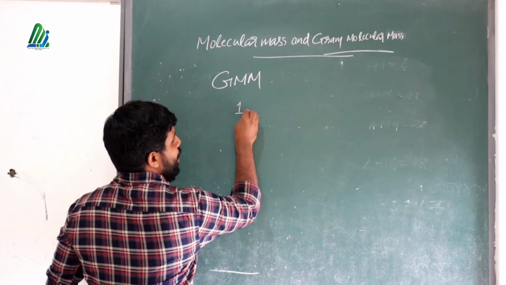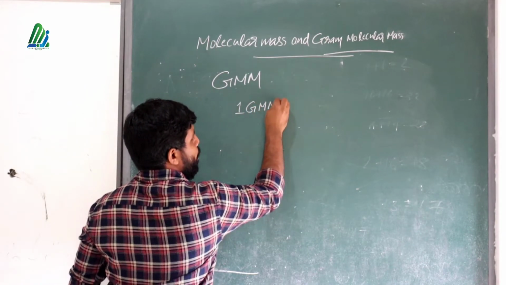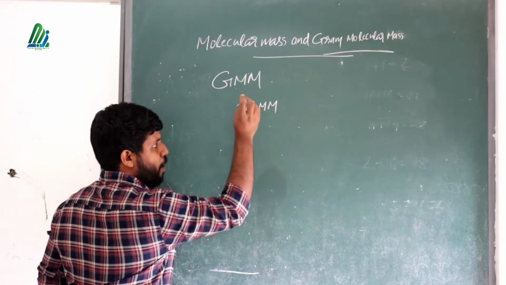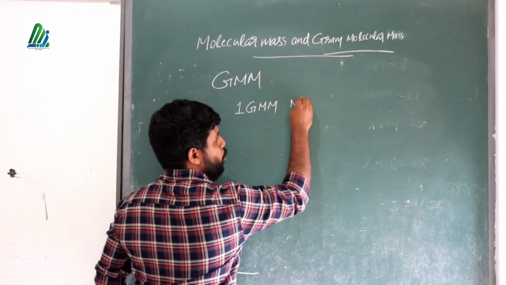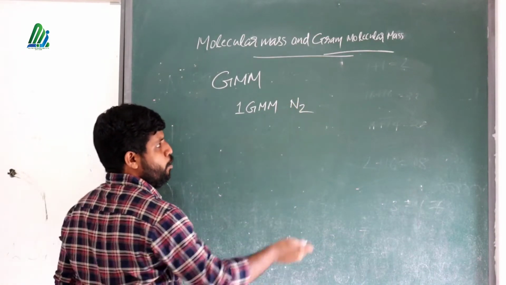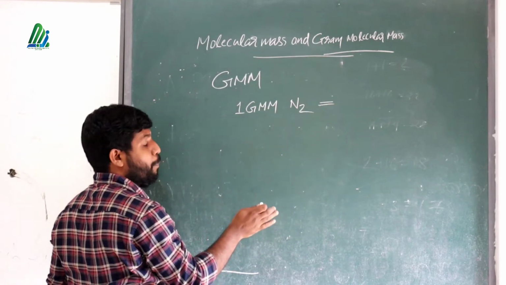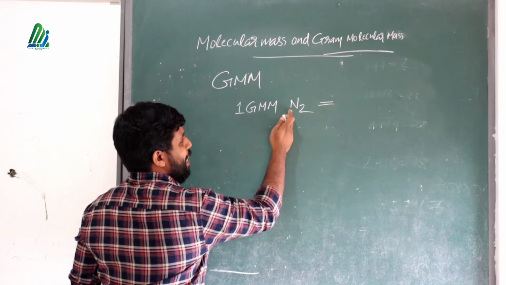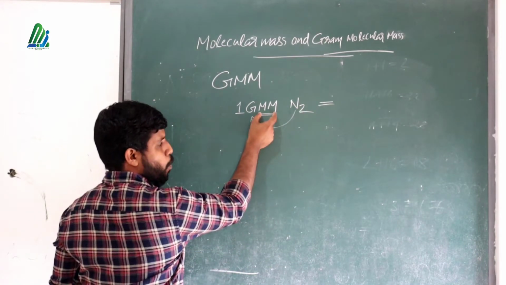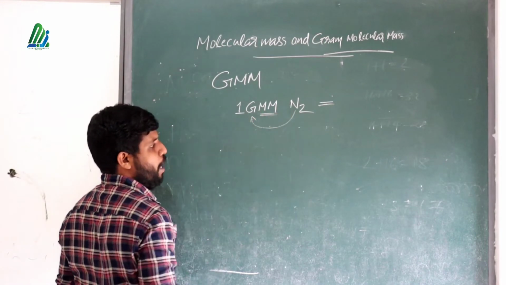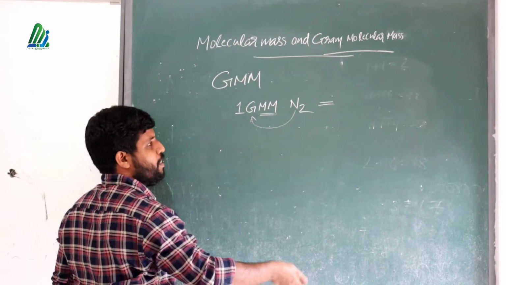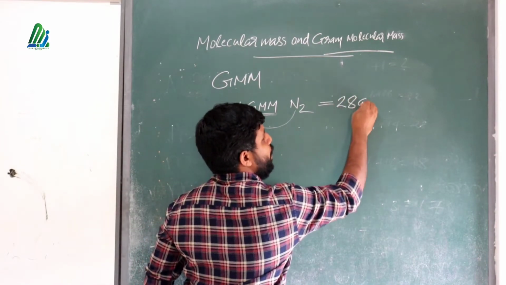Example, 1 gram molecular mass, 1 GMM, of N2, that is nitrogen. The method is simple: you just express the molecular mass of nitrogen in gram. You already found that the molecular mass of nitrogen is 28. That is expressed in gram, so we get 28 gram.